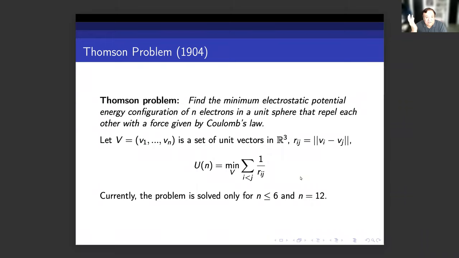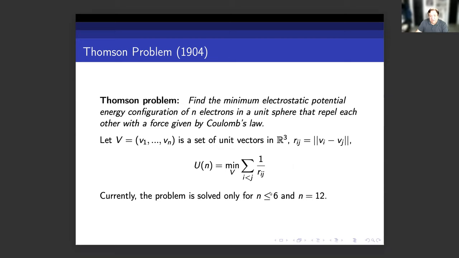Mathematically, let us consider a sphere of unit vectors in R^3, with Euclidean distance. R_ij is the Euclidean distance. We have n vectors on a sphere, and the question is how to find the configuration that minimizes this sum, this energy. This problem is surprisingly very hard.